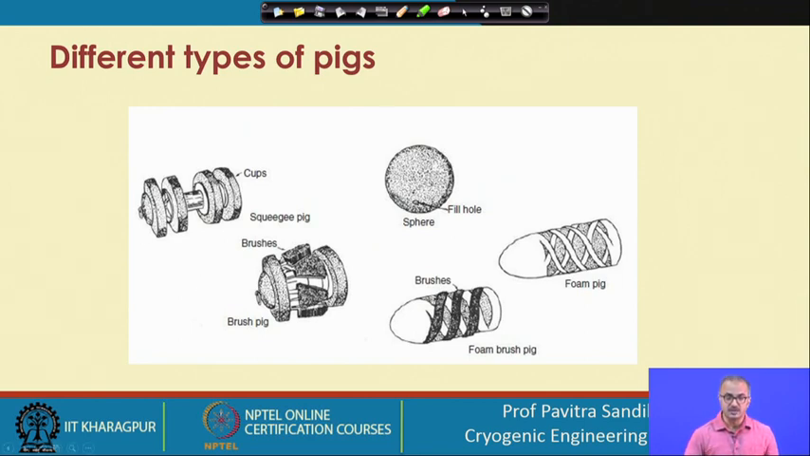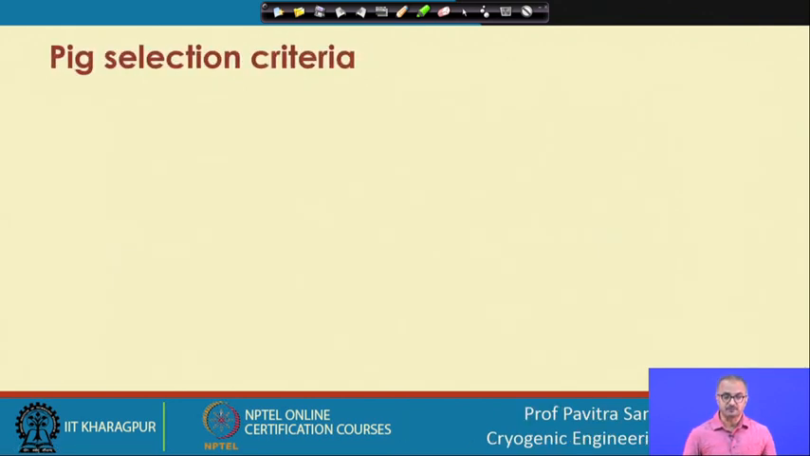So we can see that the pigs come in different shapes, and depending on the type of these pigs, we can perform different types of jobs with them. And here you can see some have brushes on them, some have cups on them, some have foam brushes, and they are foam pigs. So all these different types of pigs will be performing different types of functions.